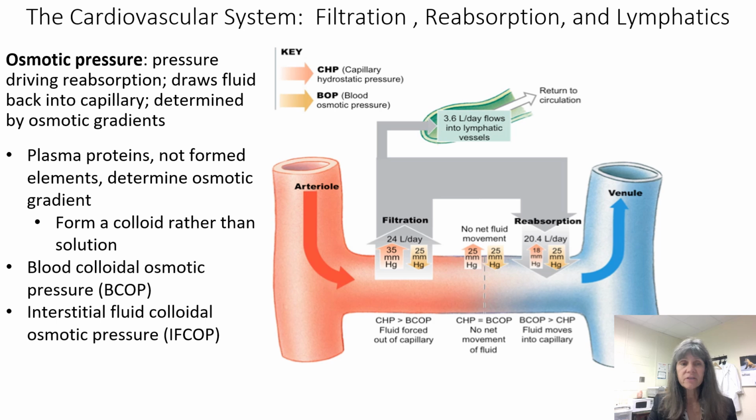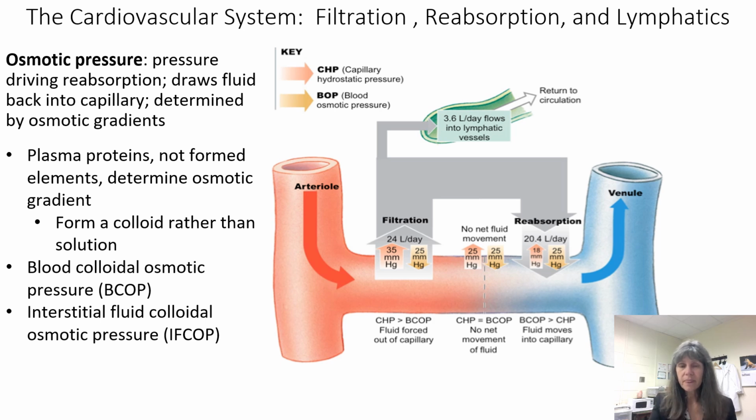And so when we look at this, again, we see that plasma proteins, like albumin and globulin, not formed elements, red blood cells, white blood cells, platelets, not those, but it's the plasma proteins that are going to determine the osmotic gradient. And they do form a colloid rather than a solution. So there is also interstitial fluid colloid osmotic pressure and interstitial fluid hydrostatic pressure, but that tends to balance out and it doesn't really contribute one way or the other to the net movement of fluid.